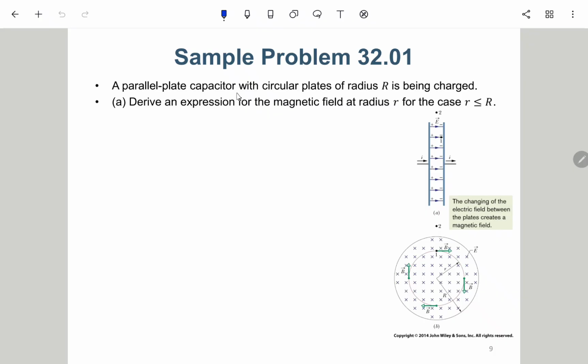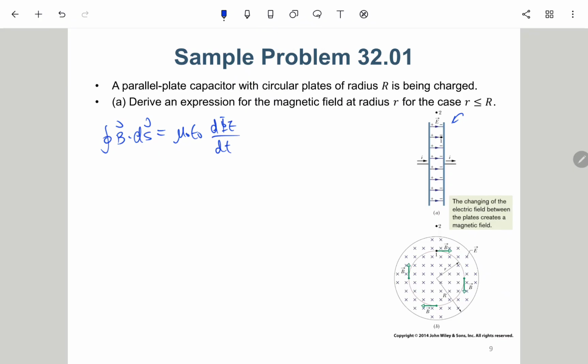A parallel plate capacitor with a circular plate of radius capital R is being charged. Derive an expression for the B field at radius r for the case r is smaller than or equal to capital R. Here, as we already know, there's only an electric flux change. There won't be any static current going through the capacitor. So we can directly use Maxwell's law: the integral of B dot ds equals mu naught epsilon naught times d phi E over dt.